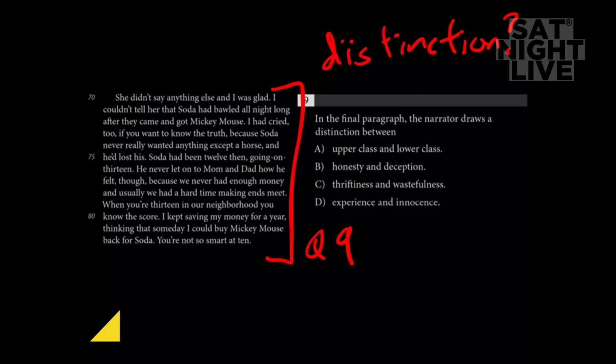So there's this part that the horse has been sold and Soda's bawling all night long. Soda never wanted anything except the horse. Soda had been 12 going on 13. He never let on to Mom and Dad how he felt because we never had enough money and it was a hard time making ends meet. Still haven't found the distinction. But when you're 13 in our neighborhood, you know the score. I kept saving my money for a year thinking that someday I could buy Mickey Mouse back for Soda. You're not so smart at 10.